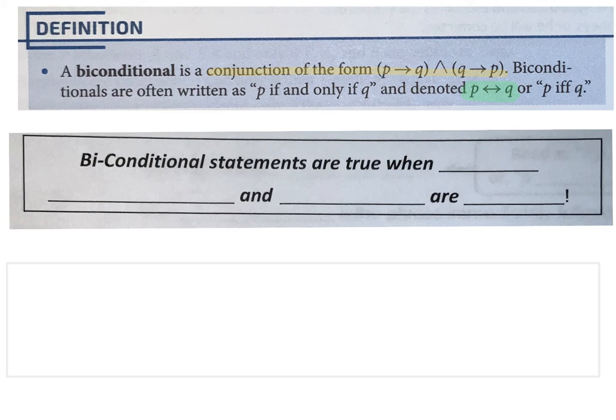All right? So when you have a biconditional, in order for it to work, it has to go both directions. So a biconditional statement then is true when the conditional and the converse are true.